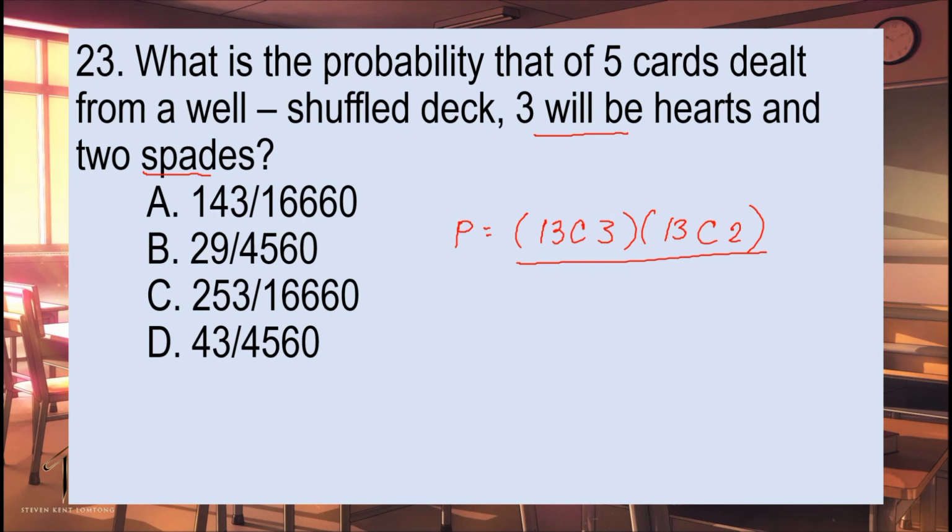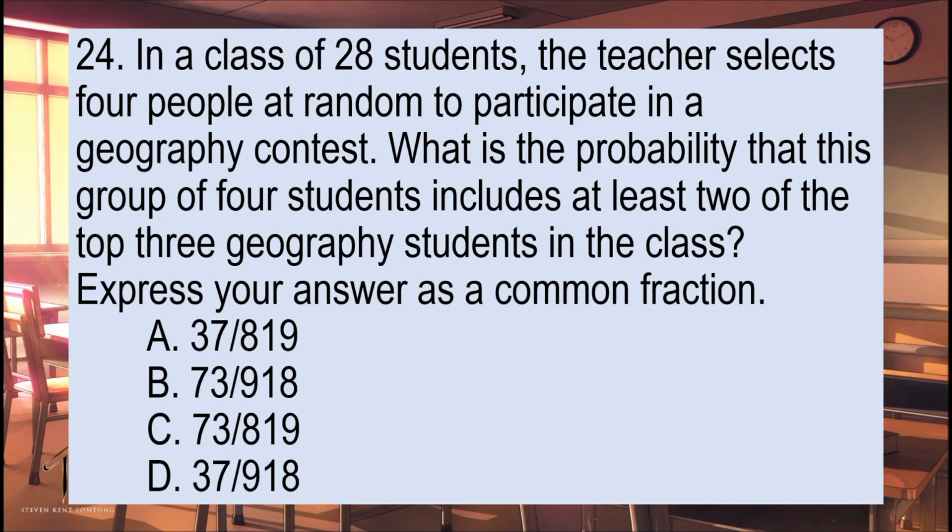Okay. Then, over 52C5. Since our deck of card total is 52. Okay? And our answer would be 143 over 16,660. Okay, so next question. In a class of 28 students, the teacher selects 4 people at random to participate in a geography contest. So what is the probability that this group of 4 students include at least 2 of the top 3 geography students in the class? So express your answer as a common fraction.